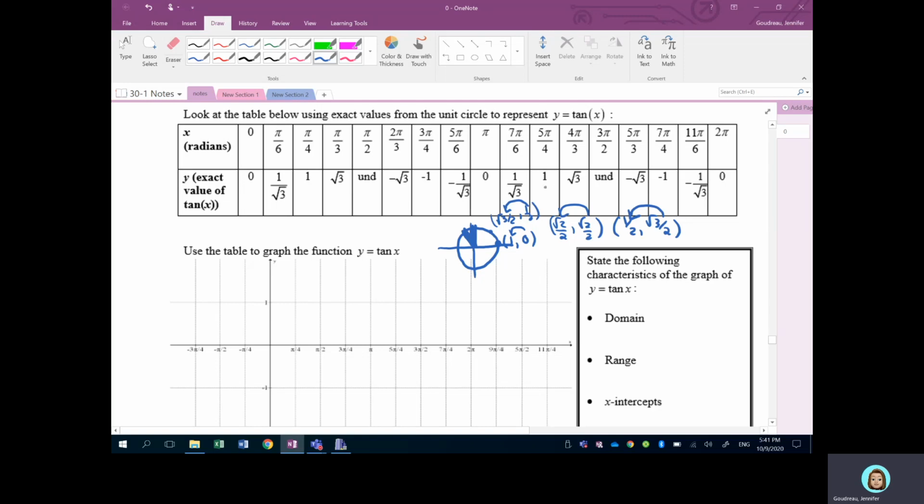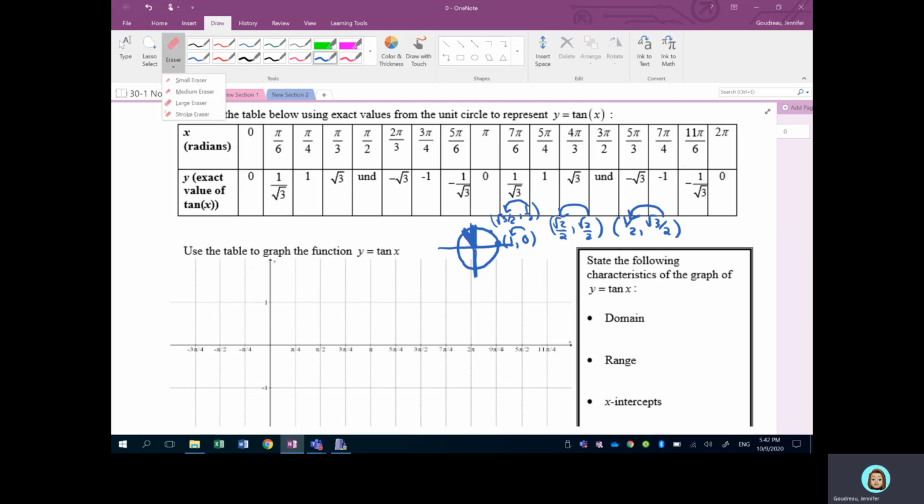And at 4 pi over 3, tangent is equal to root 3. Now we're at 3 pi over 2, undefined. At 5 pi over 3, same ratio as the other pi over 3's, tangent is equal to root 3. Because we're now in quadrant 4, it's negative. At 7 pi over 4, our ratio is 1. Because we're in quadrant 4, our ratio is negative. And at 11 pi over 6, our ratio is 1 over root 3, negative because we're in quadrant 4, and we're back to 0.